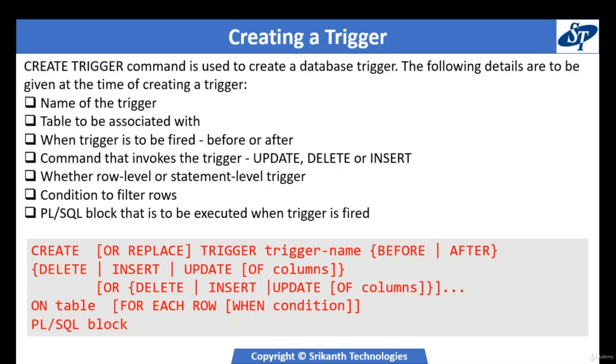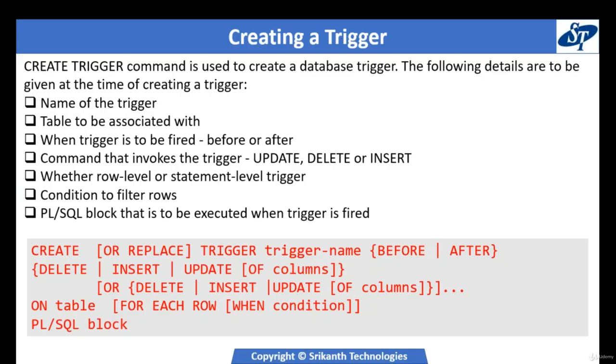Is it update, delete, or insert, or is it a combination? You can even have one trigger fired on multiple DML operations. And whether it is a row level trigger or statement level. So are you going to execute the trigger for every row that is affected, or are you going to execute it only once for the whole statement?